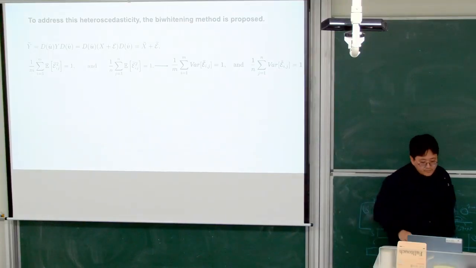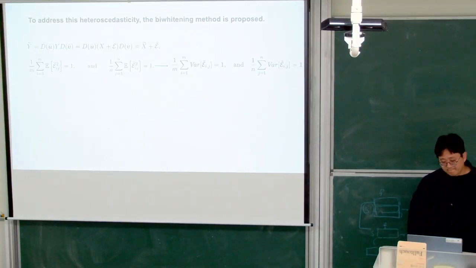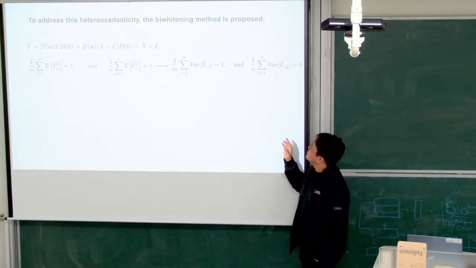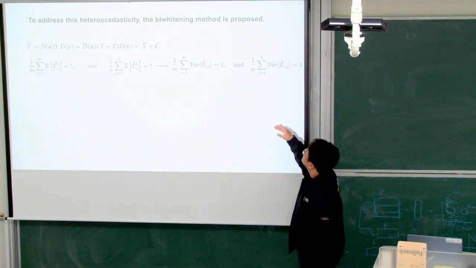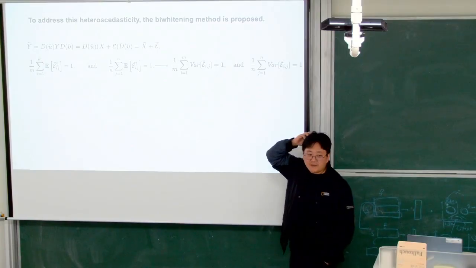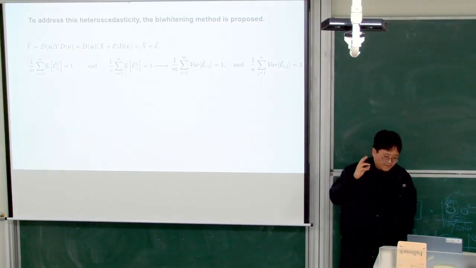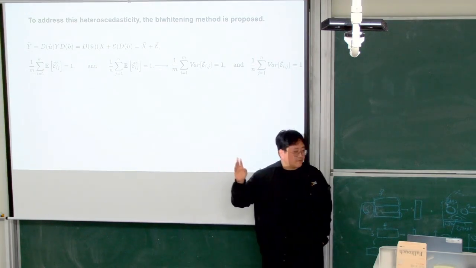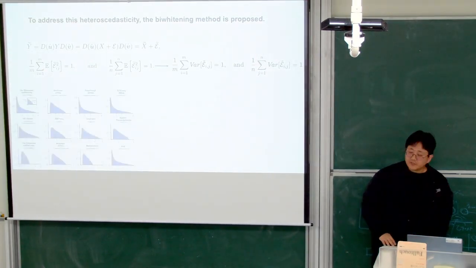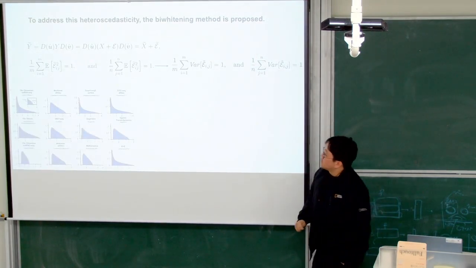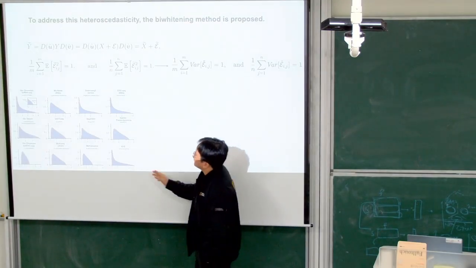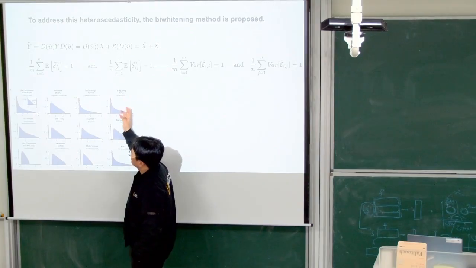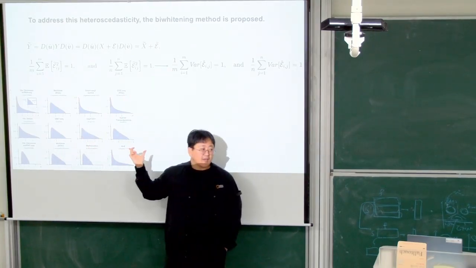A previous study actually proved that when this condition is satisfied, the eigenvalue distribution of the covariance matrix of Y will follow this MP distribution. So although you have different data types, after this scaling, you're going to get this beautiful MP distribution.